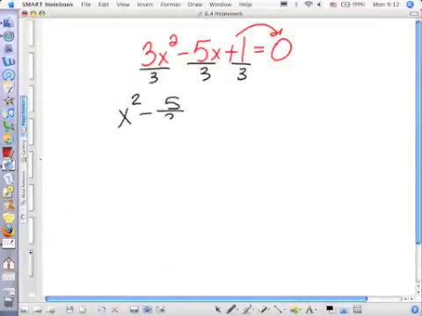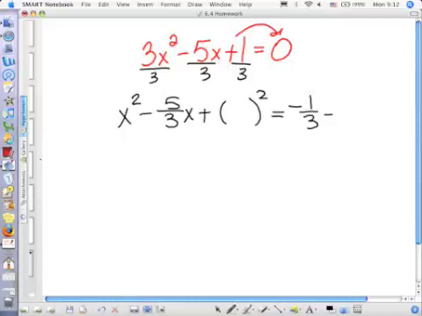Minus 5/3 x plus something squared is equal to negative 1/3 plus that same something squared. What is the something, Nick? 5/6. Very good. Dividing by 2 or multiplying by 1/2 is the same thing. So 5/3 times 1/2 is 5/6.